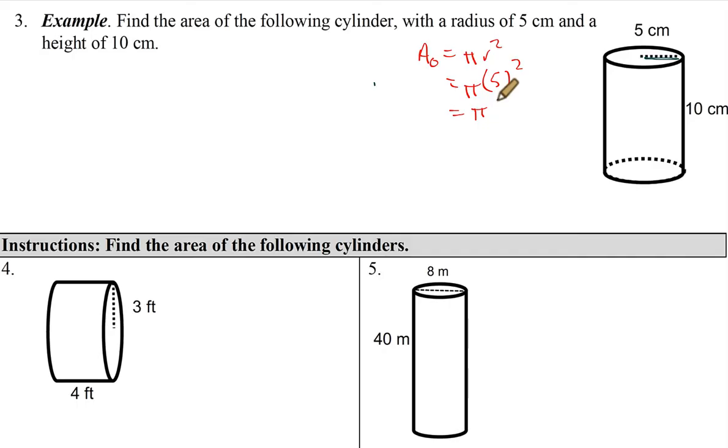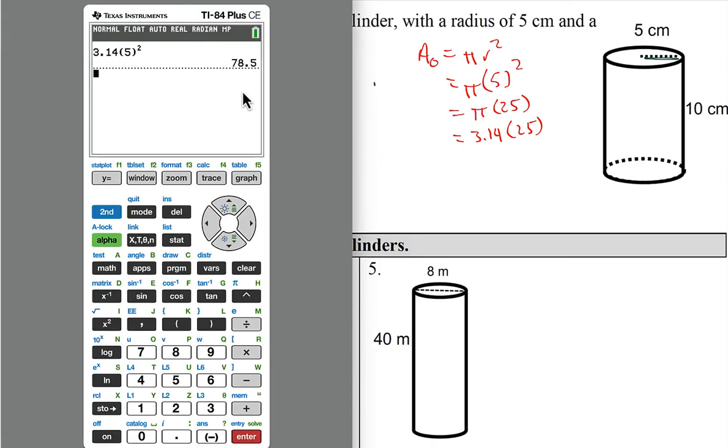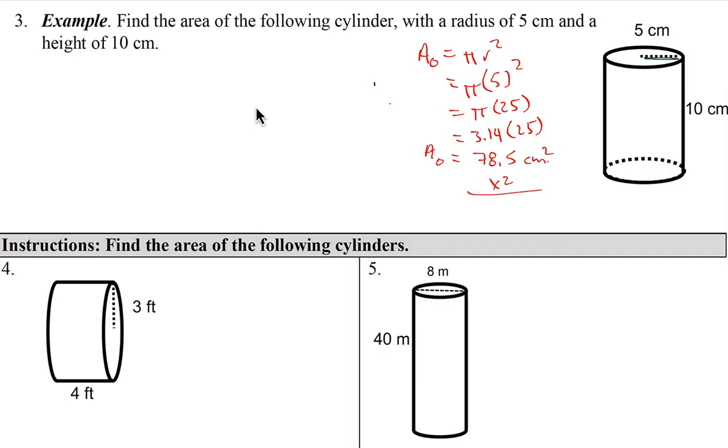So pi times 25. And we know that we're using 3.14 for pi, right? So if we multiply 3.14 times 25, what does that give us? 78.5. In this case we have centimeters, so it would be square centimeters. That would be the area of just one of those circles. We're going to double it, and that gives us what?